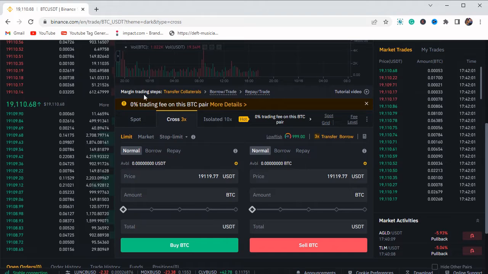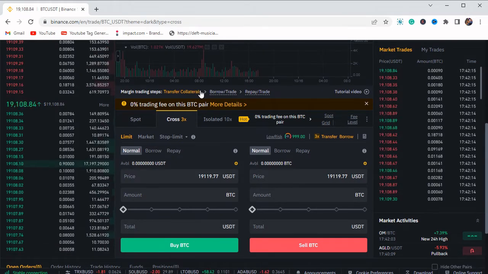At the top you can see we have margin trading, transfer, collateral. Collateral simply means you are going to input your own money and Binance will give you money to trade.